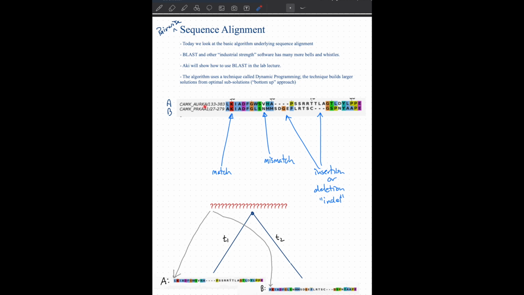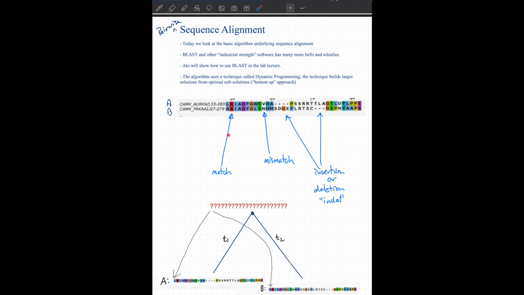I think it's aurora kinase A versus... I'm not actually sure what that is, but there's two different proteins. This is a fragment of the protein. And you can see here that each amino acid is aligned vertically. It's because the person who wrote this paper believed that this amino acid in this protein evolved into this amino acid in this protein, right?